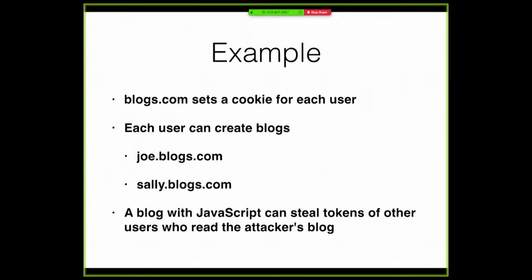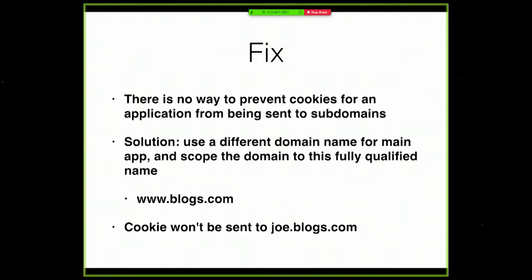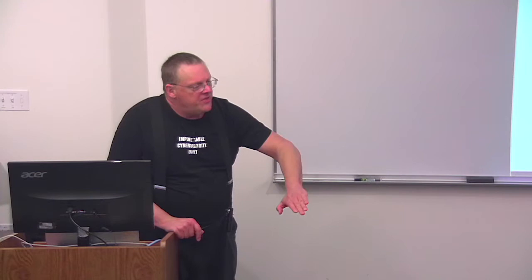So what's better is make them log in at www.blogs.com. Now when they go to joe.com, that token will not go. So that's why it's useful to have these early domain names here so you can separate out the cookies, because that essentially designates the ceiling. If I set a cookie at www.blogs.com, they would see it if they went to joe.www.blogs.com, but they won't see it if they go to joe.blogs.com. And that's what you want.